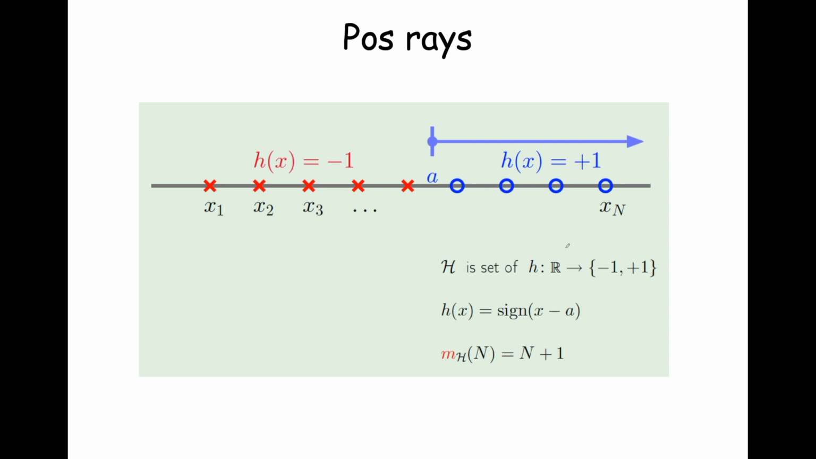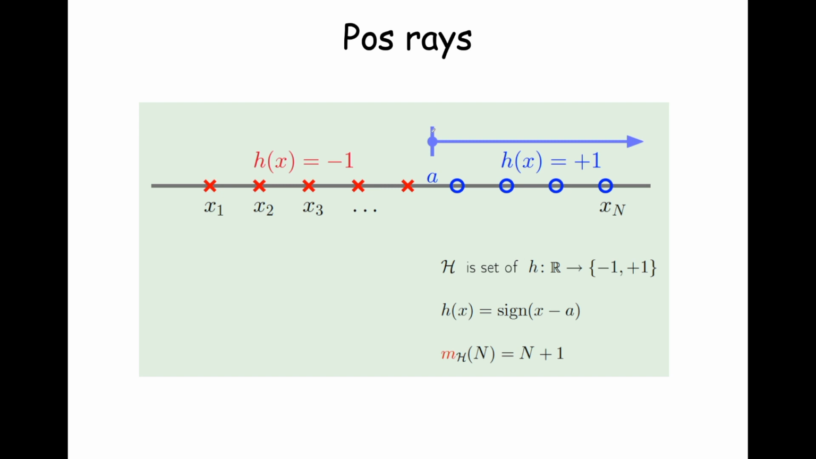So here's a simple hypothesis called the positive ray. This positive ray has an anchor point. We call that value A. And along this number line, we have a one-dimensional feature space, and each of our in-sample points, big N of them, has just a single value.